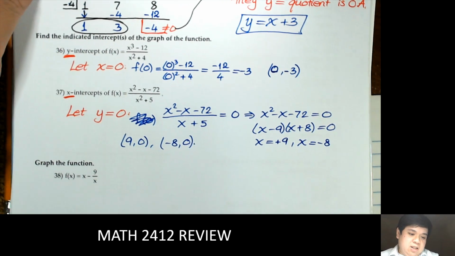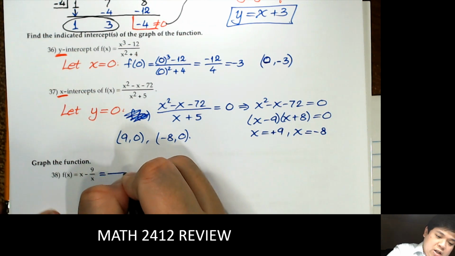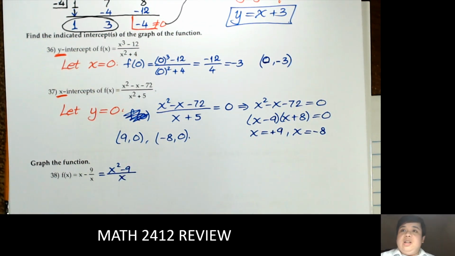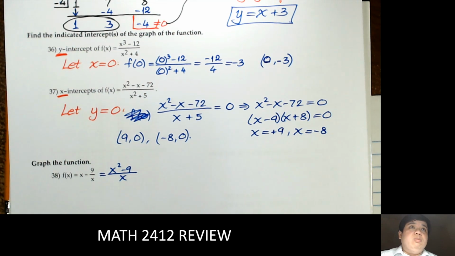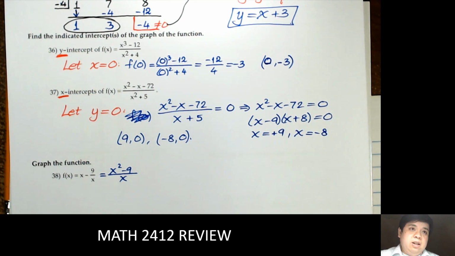Next we have x minus 9 over x. We can combine to x squared minus 9 over x. And I think we did this problem in class. Regardless, I'll let you do that problem. So with that, I finished this part of the review.